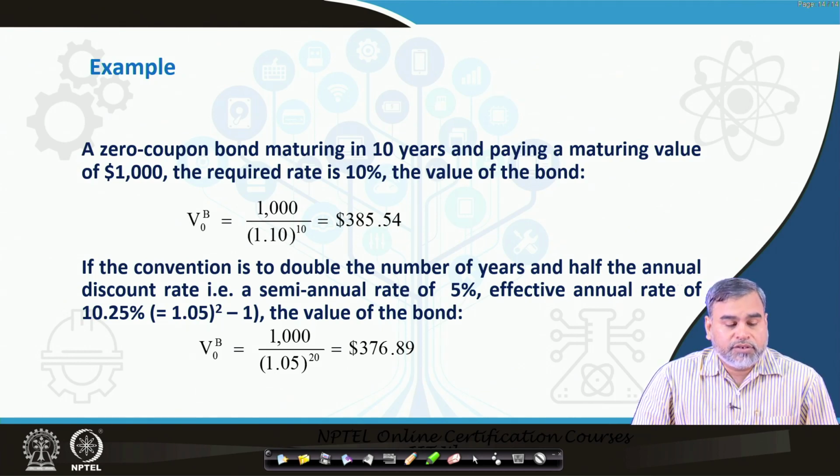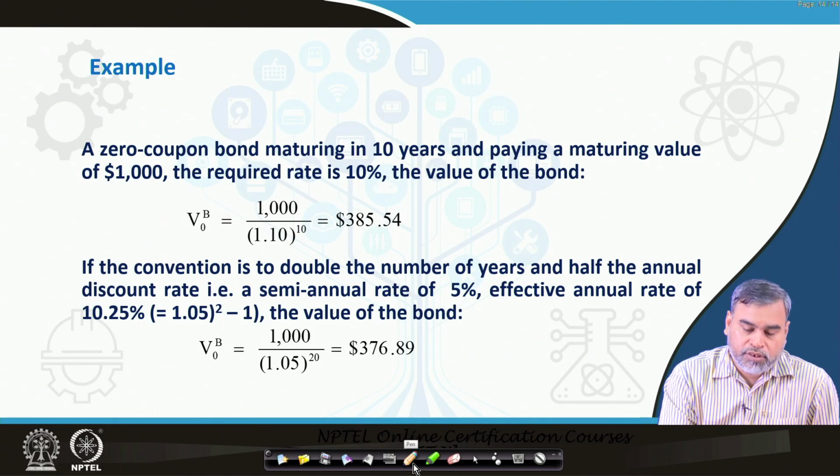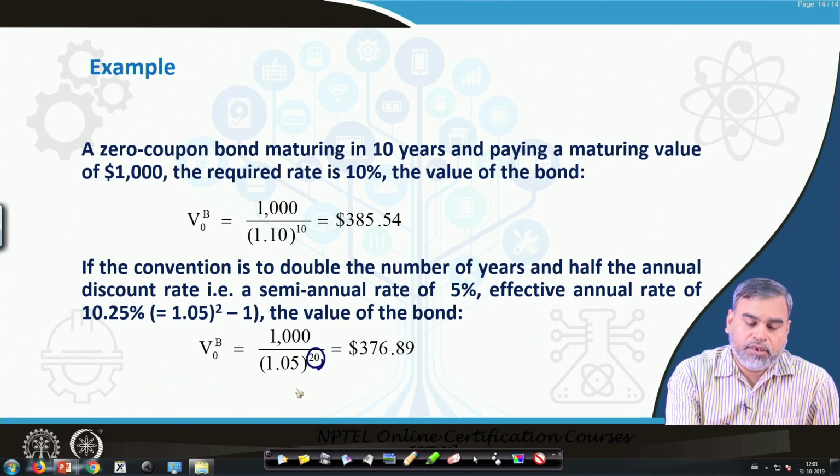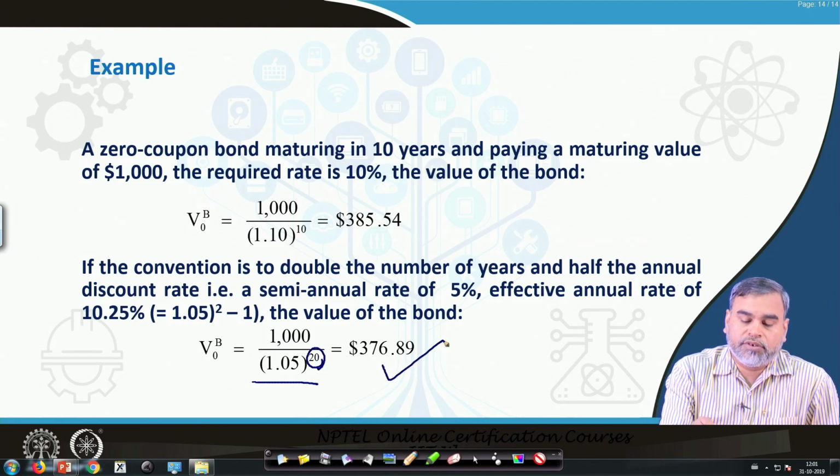If the convention is to double the number of years and halve the annual discount rate, then the semi annual rate will be 5% and the number of periods doubles. The effective annual rate will be 1.05 to the power 2 minus 1, which is 10.25%. If we discount semi annually, the value of the bond will be 376.89, because the number of periods has increased to 20 and the discount rate has become 5%. So it is 1000 divided by 1.05 to the power 20.